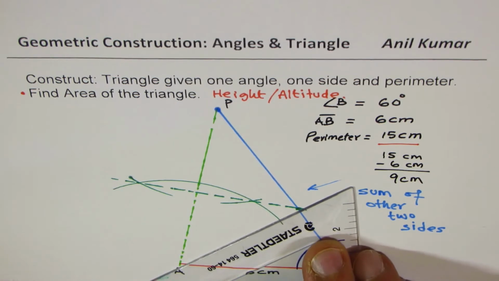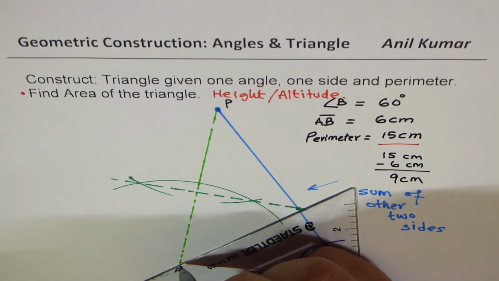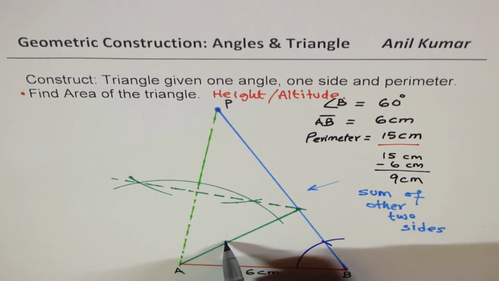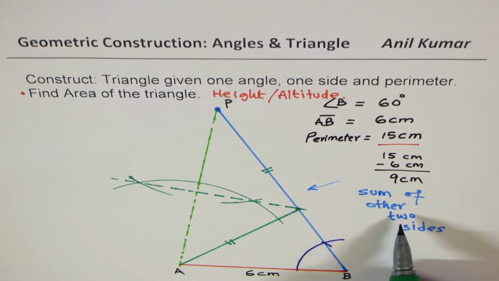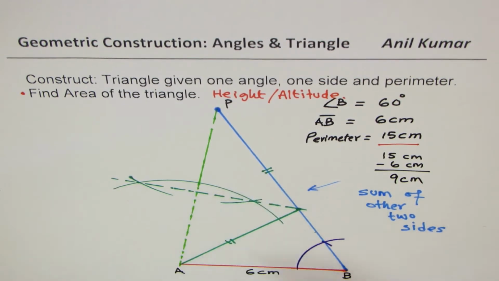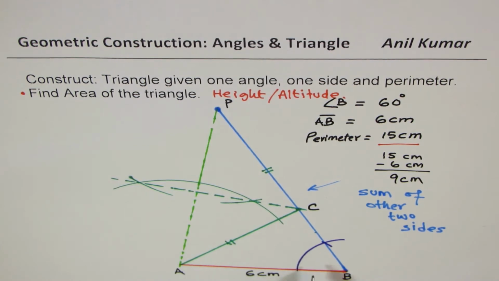So if I join this line with A, then what do you notice? You notice that the side is equal to the extra side, and we already have one part of the length, right? So the sum of the other two sides, which was these two sides, is the same as this and that, correct? So we have actually formed a triangle with given perimeter, a side and an angle of 60 degrees. Do you see that? So that is how we could do it.